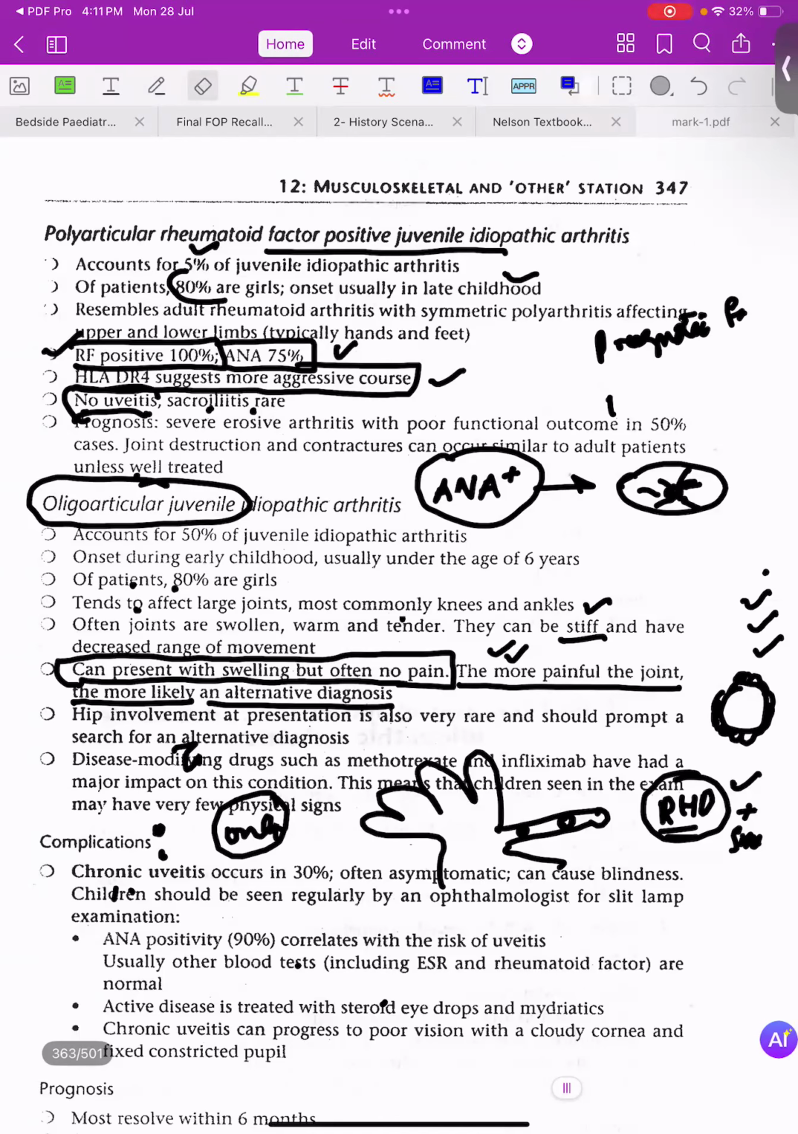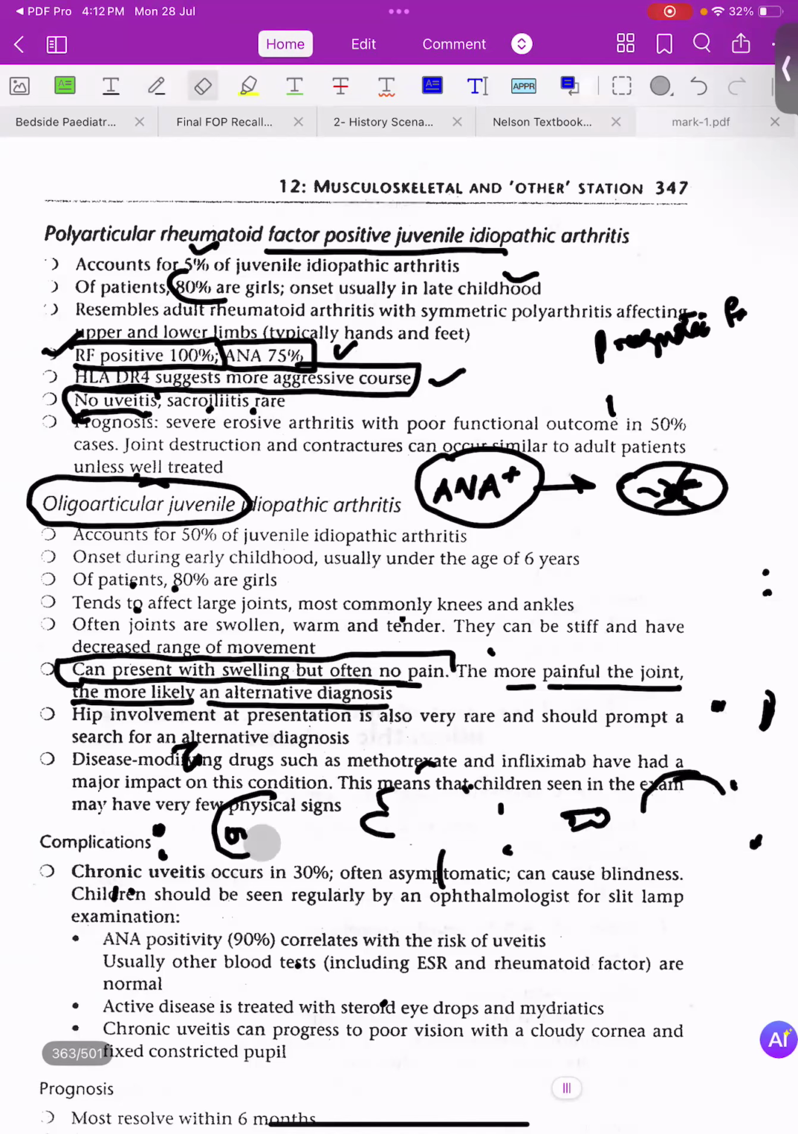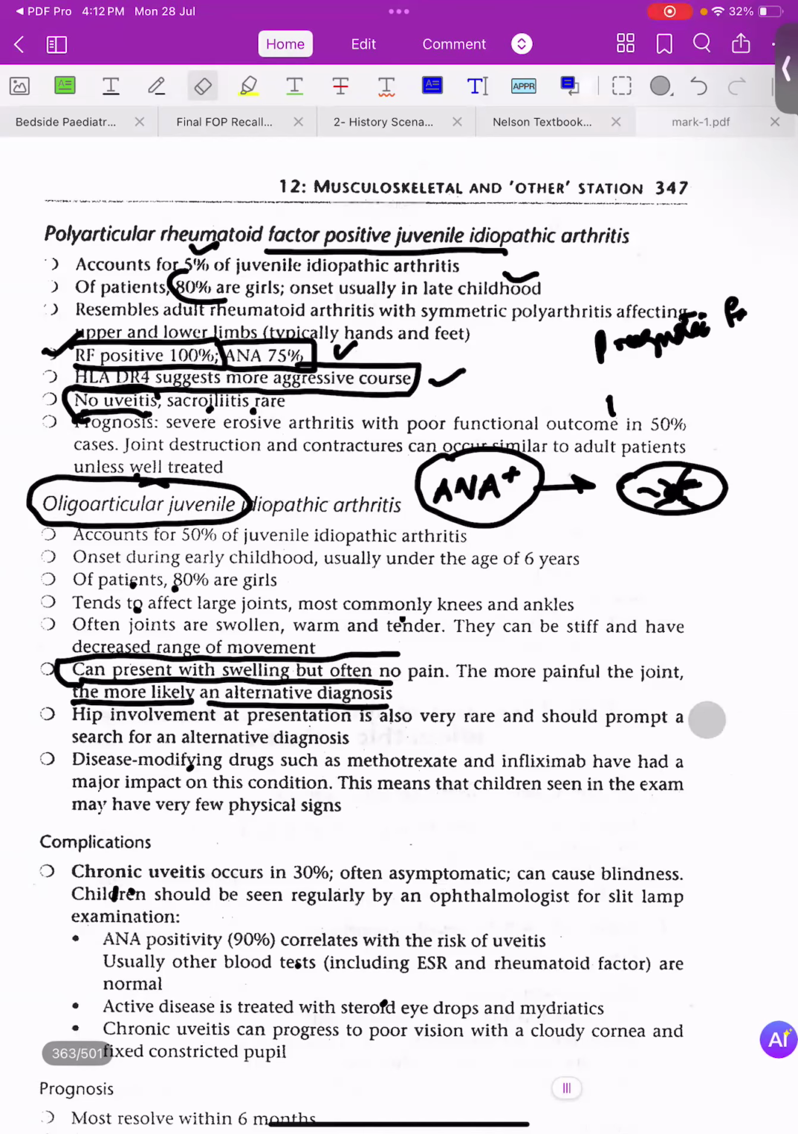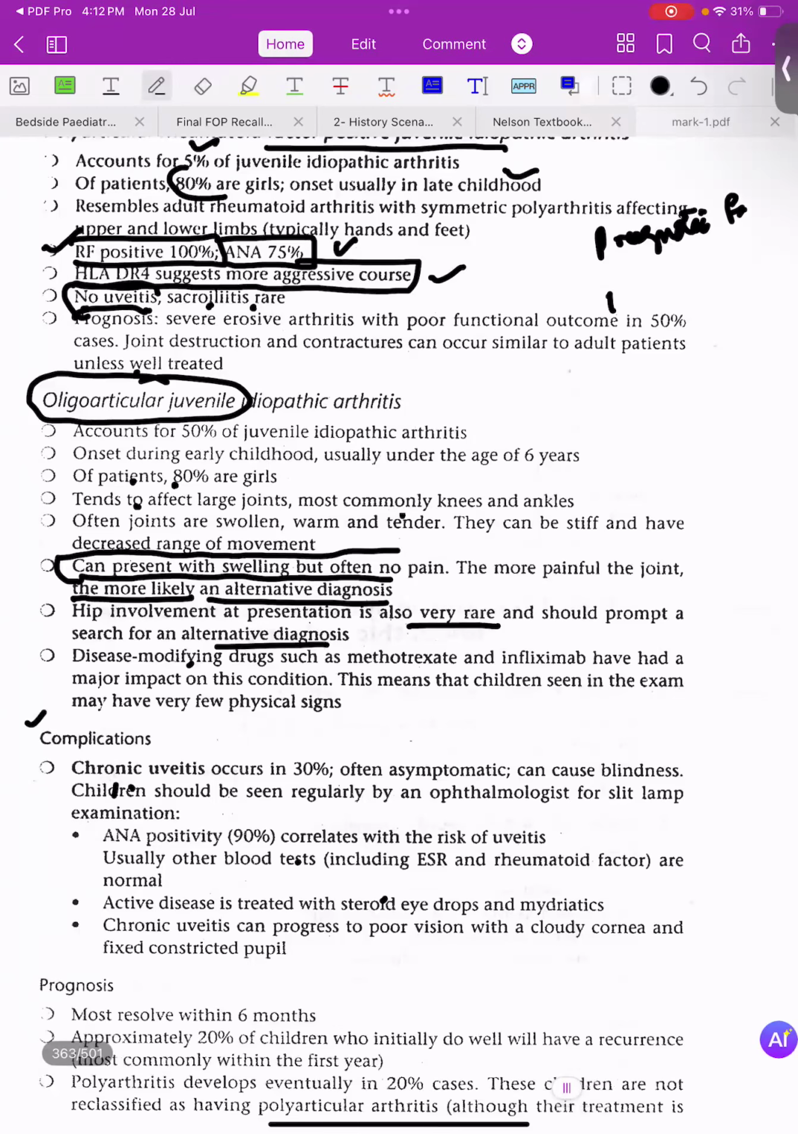Okay. So next, about JIA, I told you oligoarticular, ANA positivity, uveitis. We will screen for that. There is a time duration: every 6 months, you have to go for slit lamp examination for screening out uveitis. This is because it is painless. In uveitis, there is no pain, and the patient may present with blindness if the 6-monthly screening is not done. Next, hip involvement at presentation is very, very rare and should prompt us to consider an alternate diagnosis.